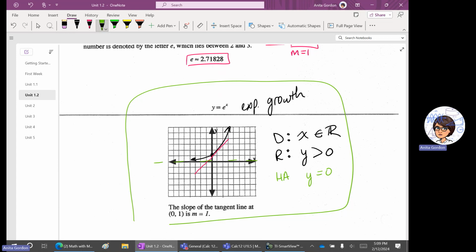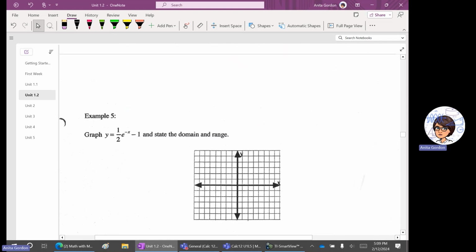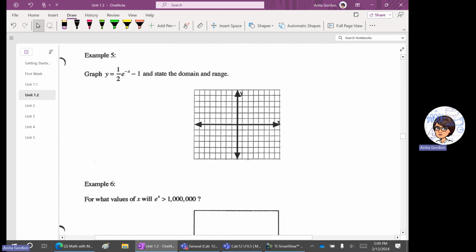Also, when we do an inverse, rather than spelling it log with a base of e, we use ln for the natural log. We'll do a couple of examples here. So let's take a look at this transformation.